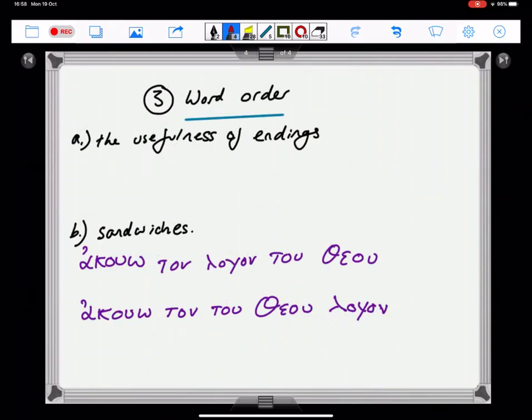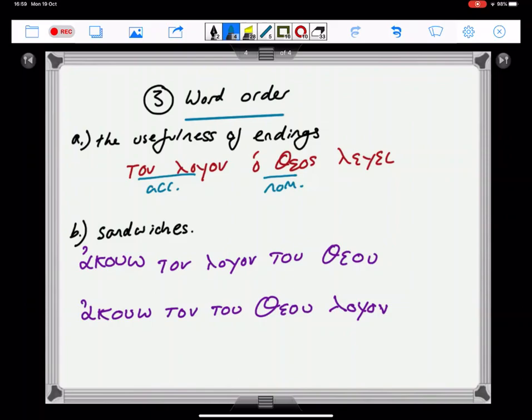Finally, word order. First of all, the usefulness of endings. We can write ton logon ho theos lege. That still means God says the word, not the word says God, because ton logon is always going to be accusative and ho theos is always going to be nominative. So first of all, word order can be a really variable thing and can allow you to make a kind of literary point. The word is what God says. You could emphasise that with your word order. Grammatically, you're always going to find your way around the sentence because it's always going to be visible in the inflection. You can also play around with things.